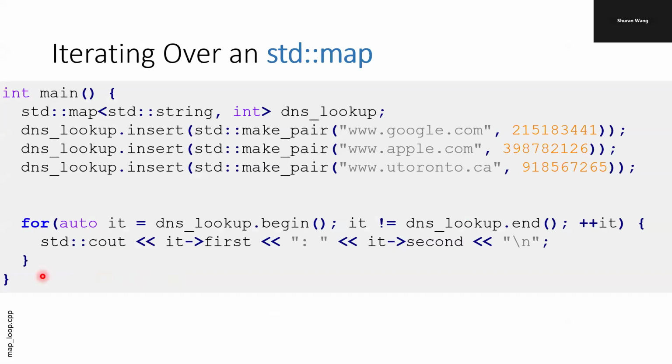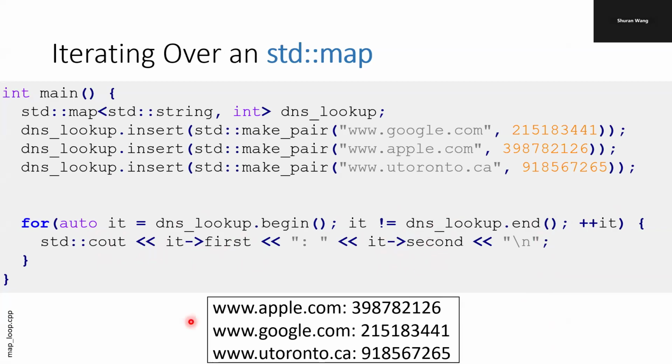So to loop through a map with iterators, we do the same thing as before. Auto it equals to .begin and traverse plus plus until it reaches the end. And then we output the it dereferenced first and second. Now this should be the output. Notice that the outputted URLs are actually sorted compared to what's inserted here.